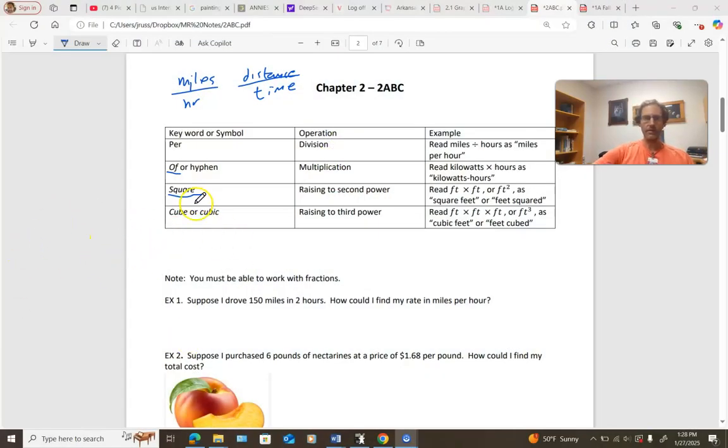Square, okay? So when we use this word square, that means we're raising something to the second power, or in other words, we're using an exponent. If I have something like this, that little 2 up there, that superscript, is called an exponent. And when that exponent is a 2, we say that the 4 is being squared. This literally means multiplied by itself.